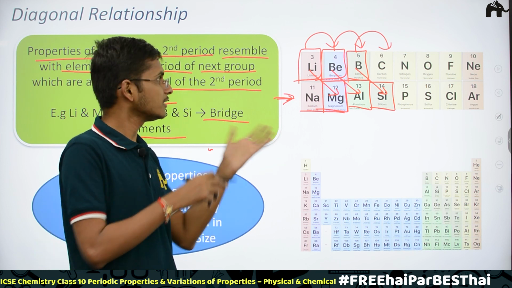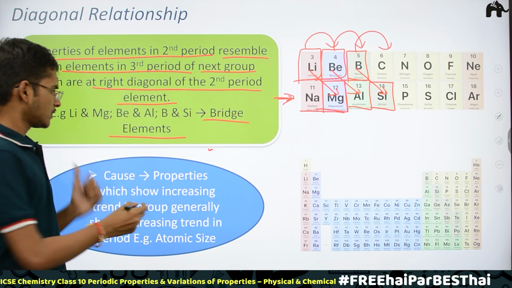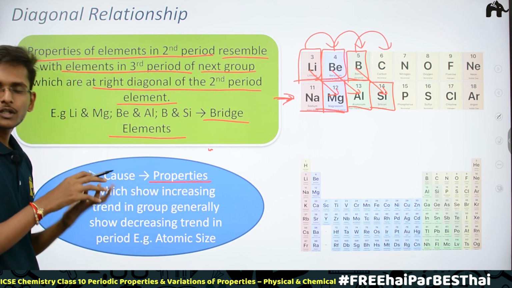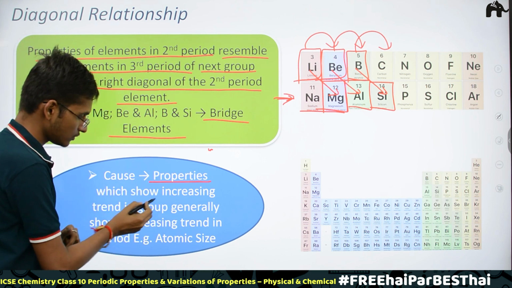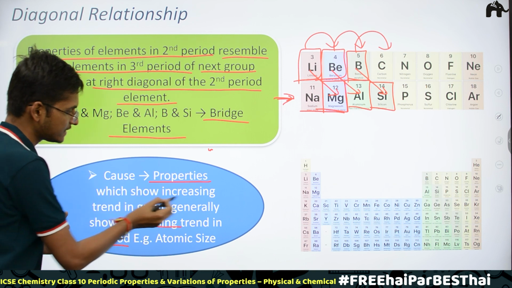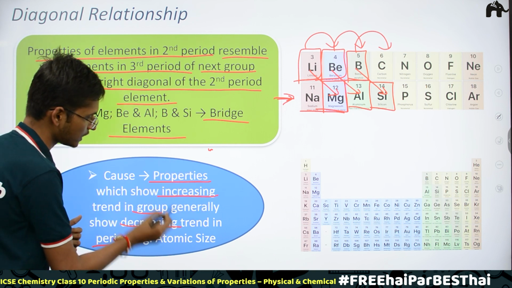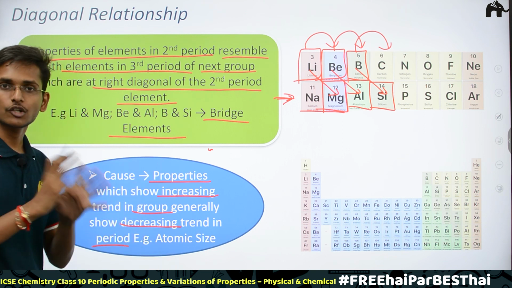Now, what is the cause of this diagonal relationship? What actually is making the properties of the elements similar? Very simple. The properties of the elements are generally found to be decreasing across the period, and increasing when we are moving down the group. Now let's understand this with the help of an example. Atomic size.